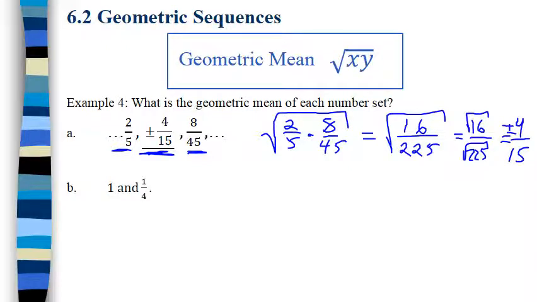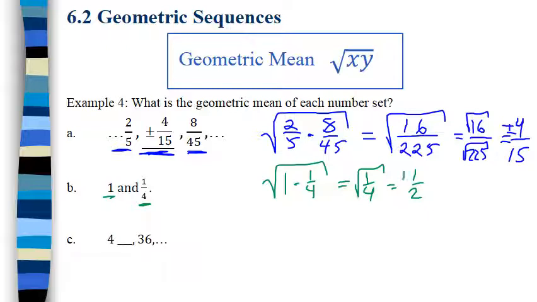Okay, welcome back. So geometric mean again says the square root of these two numbers multiplied together. So 1 times 1/4 is 1/4, and the square root of 1/4 is 1/2. So the geometric mean is positive or negative 1/2. Go ahead and try this one. Okay, welcome back. So here are our answers.